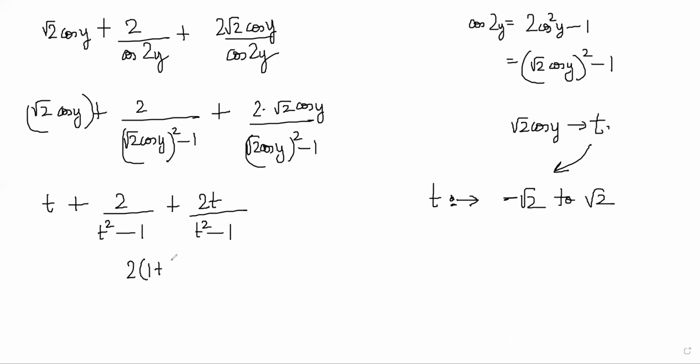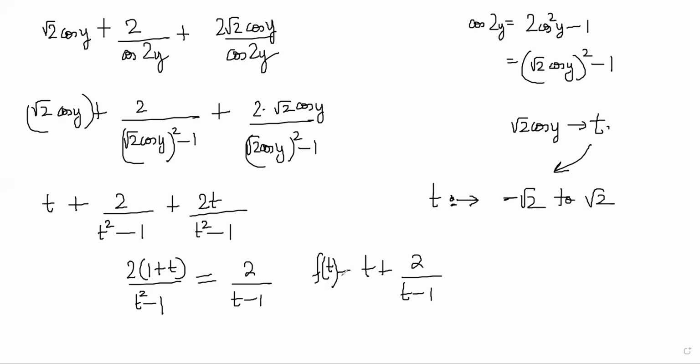It is becoming 2 times 1 plus t by t square minus 1, right? That is 2 by t minus 1, right? So the function is simply t plus 2 by t minus 1, right? Correct. Now it is very easy to differentiate and find minima and maxima.